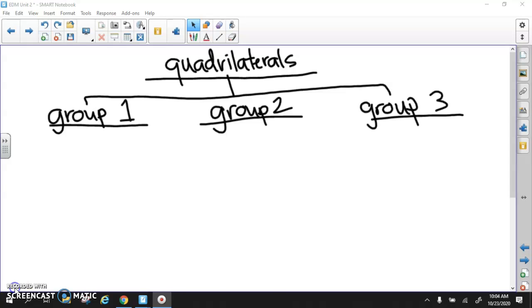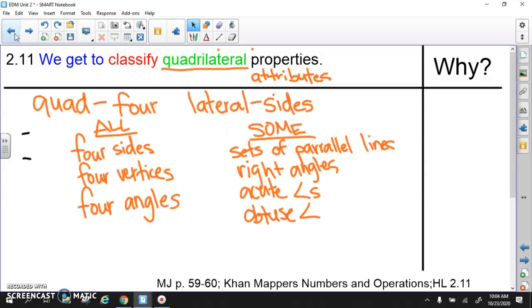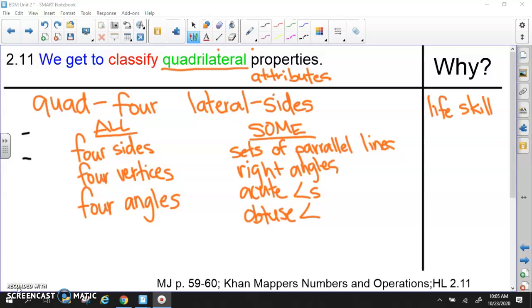Awesome. Why do you think it would be important to understand these quadrilaterals? Turn and talk to your red partner about it. I've got life skill. I know that's the one everybody wants to go to. Why else would it be important? So we want to classify shapes and their properties. I like that. By their properties, yes. It is a mathematical skill, and in fact, it's a mathematical skill called geometry.